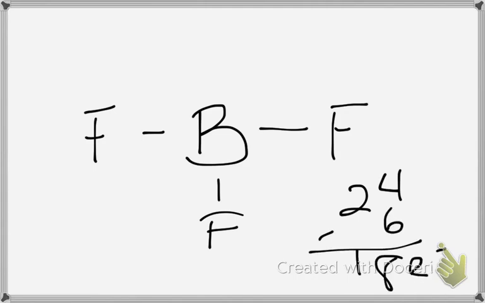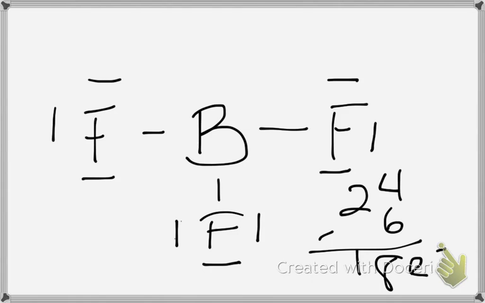And I'm going to assign them to fluorine. So each line represents 2 electrons. So 2, 4, 6, 8, 10, 12, 14, 16, 18. Alright, so we have our structure for boron trifluoride.